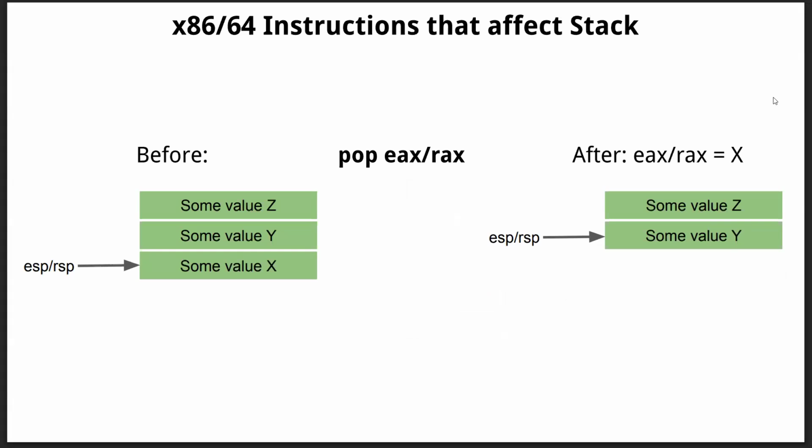Pop is the reverse operation. Now we have ESP, RSP pointing to X. After we pop, the value X will go to the register EAX or RAX. Then the ESP, RSP value will increment, so now it points to value Y here. However, at this memory location, we still have value X because no one cleared that. This instruction will not clear it.